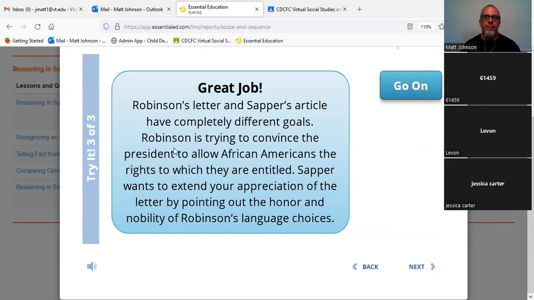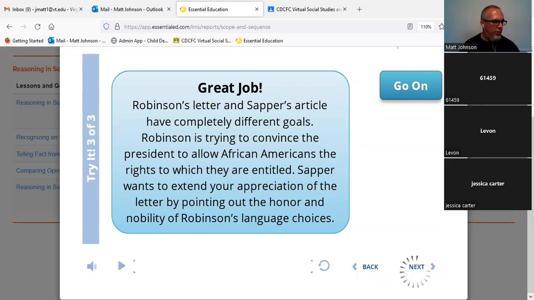Great job! Robinson's letter and Sapper's article have completely different goals. Robinson is trying to convince the president to allow African Americans the rights to which they are entitled. Sapper wants to extend your appreciation of the letter by pointing out the honor and nobility of Robinson's language choices. Right, so helping you understand. That is extending the idea there. That's largely what Sapper is trying to do. His purpose there is deepening your understanding of Robinson's letter and him as a leader in the civil rights movement.